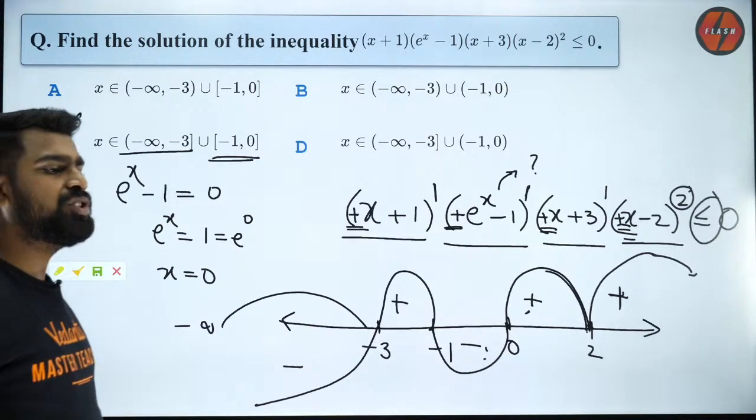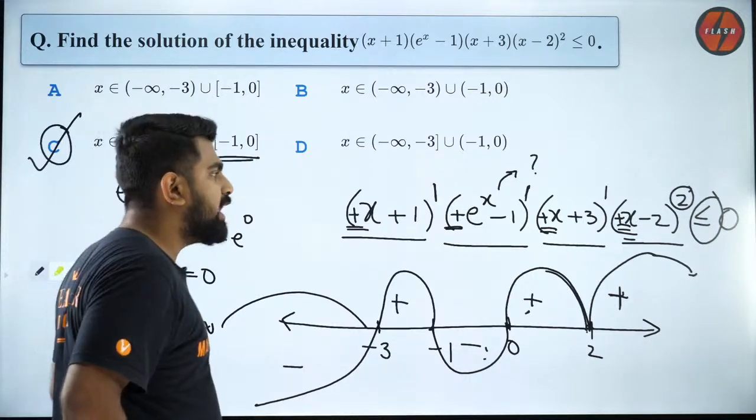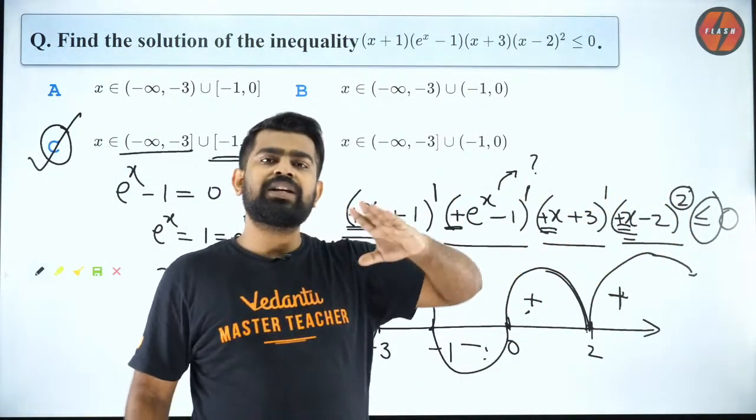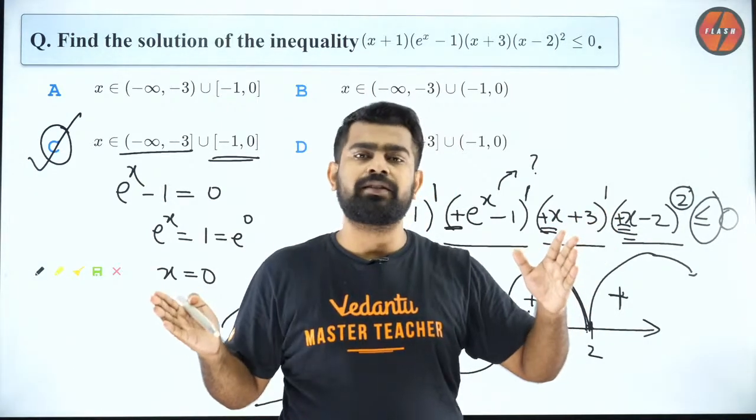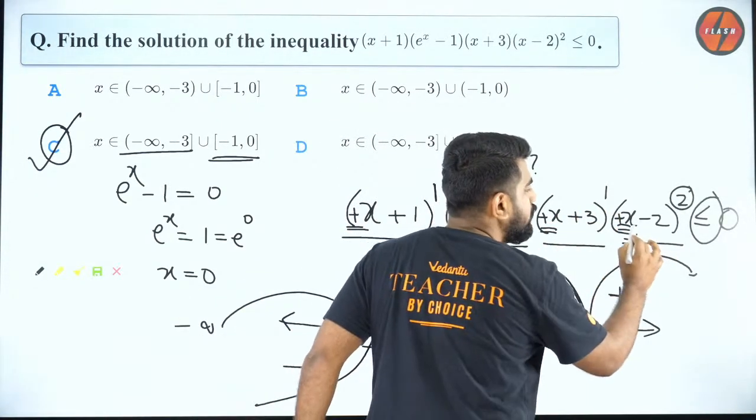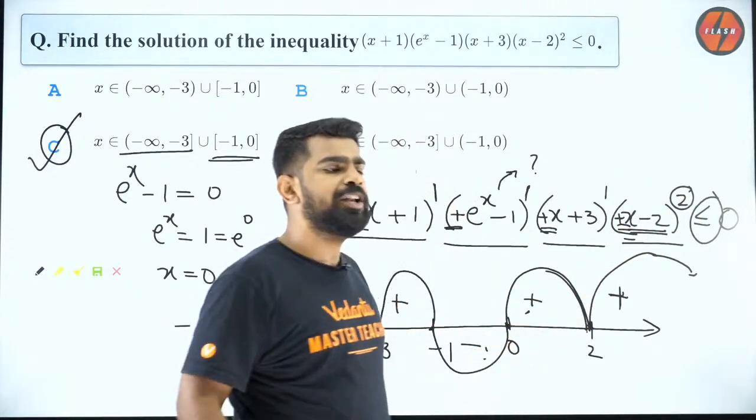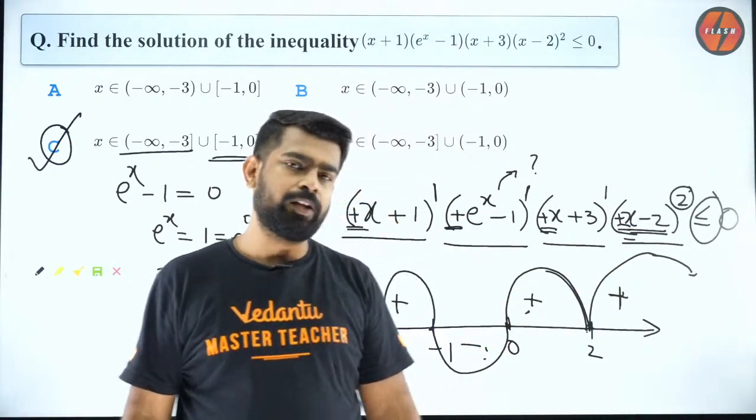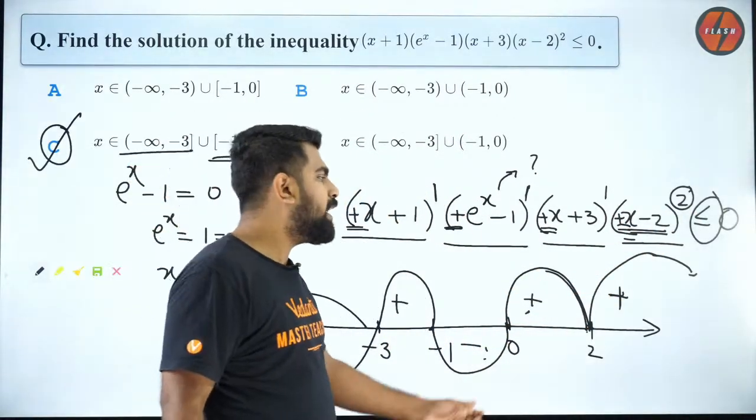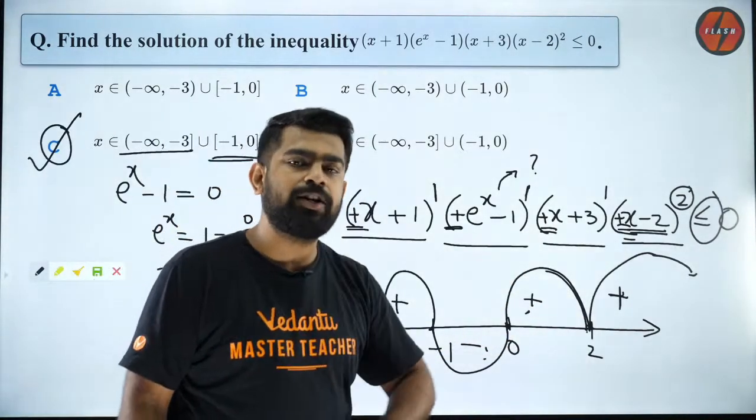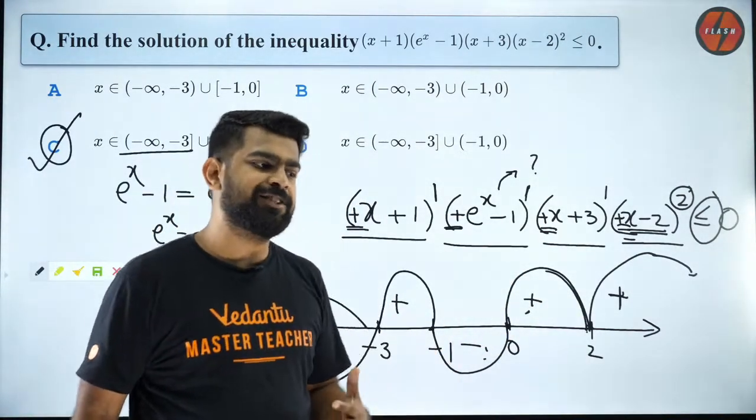Okay, understood, sir, but why? Like I said, Satyam, when you have an even power, when you say x minus 2, to the left of 2 and to the right of 2, you are going to be positive only. Got it? So that is why you don't change the sign. Don't worry about it, guys. I will try to help you out with a separate lecture.